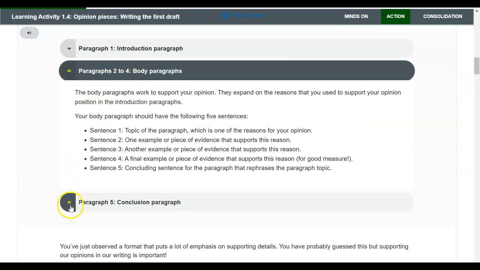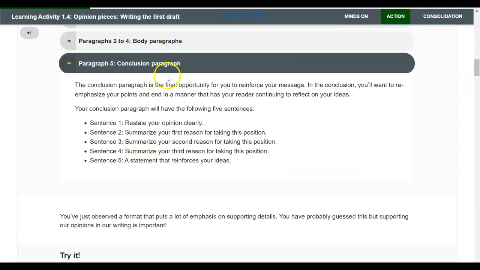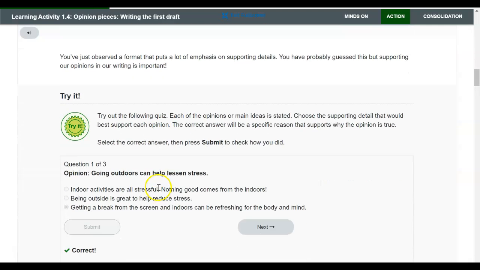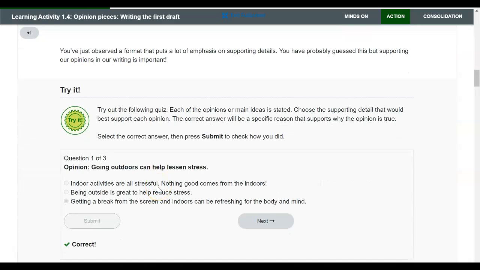And then finally, your 5th paragraph is your conclusion paragraph. So you're restating your opinion, you're summarizing each one of your 3 points, and then you're reinforcing it with a final idea. So it gives you an example of trying it.